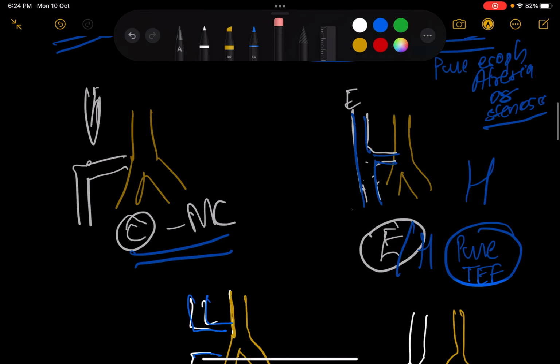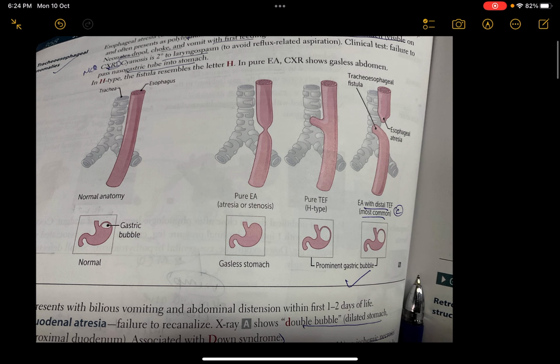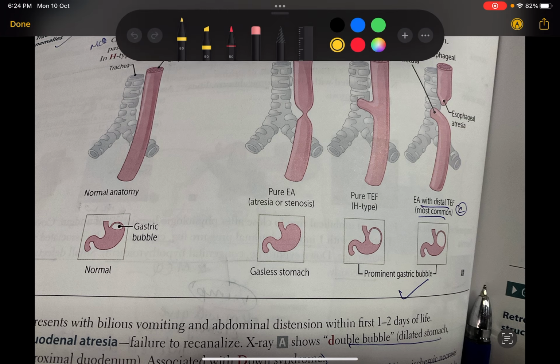And as I told you, I showed you the image, and we'll talk about the image a little. So basically, this is your type A that I spoke of, your EA. This is your normal. A gastric bubble is seen in normal. The pure EA will never show a gastric bubble because there's nothing entering.